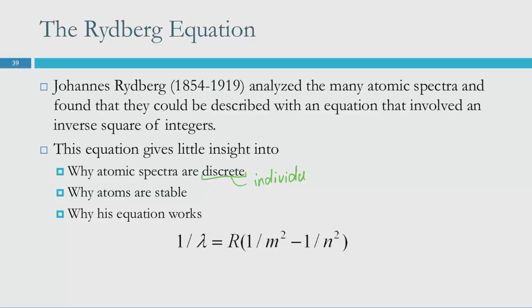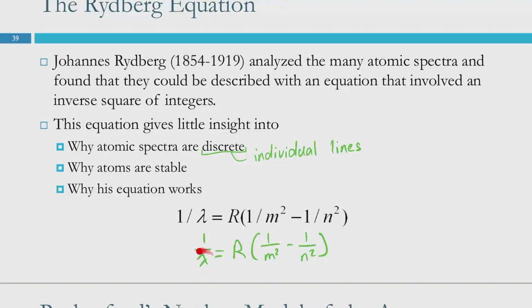So discrete just meaning that we've got individual lines rather than continuous. They're showing up at specific points. It also gives us some insight into why atoms are stable and also why his equation works. And his equation is this one. We could also write it like this. It's the same thing, it's just maybe a little easier to visualize.